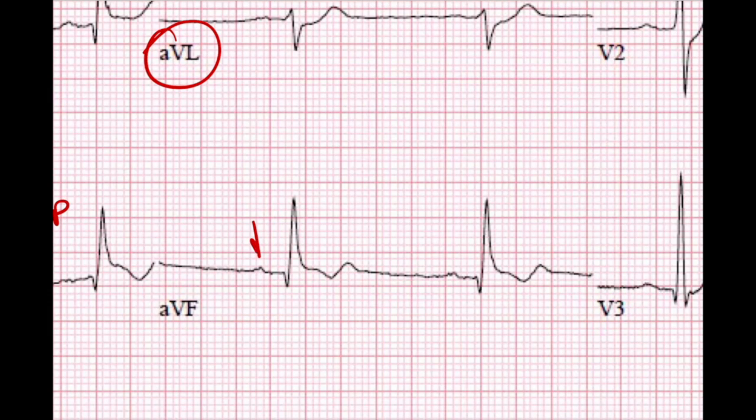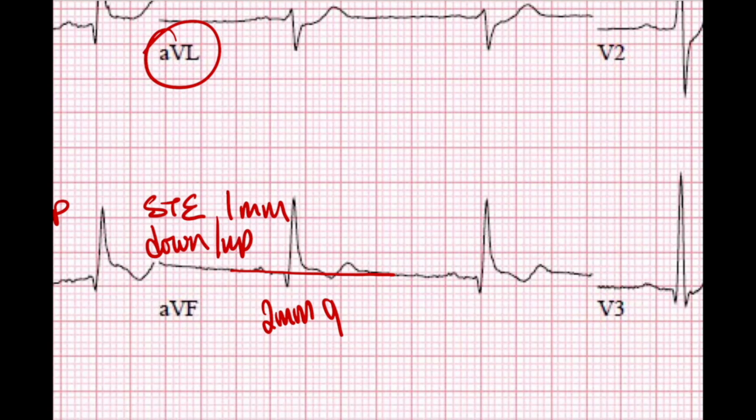In AVF, we have this P wave, we have this 2 millimeter Q wave, right? And we said Q waves are common in the inferior leads, and it is just at 2 millimeters, so we're going to keep an eye on it. We have a QR complex, and if we look at our baseline, we do have some ST elevation of about 1 millimeter. And again, we kind of have that down up T wave, that biphasic down up T wave.